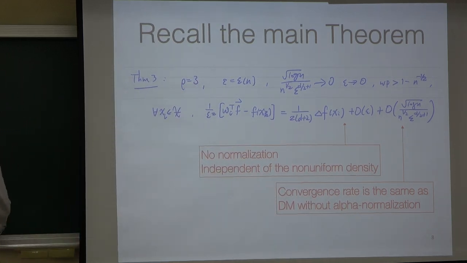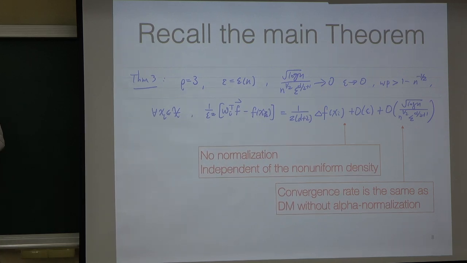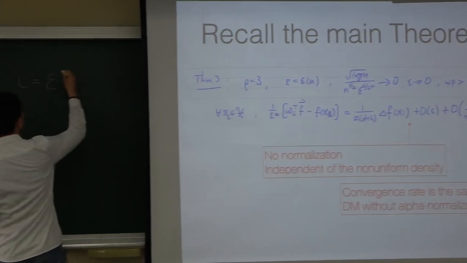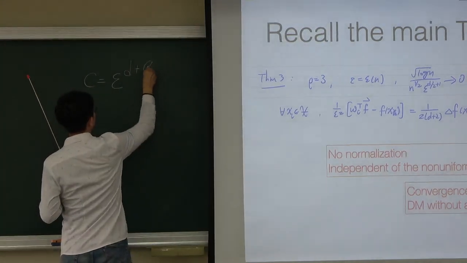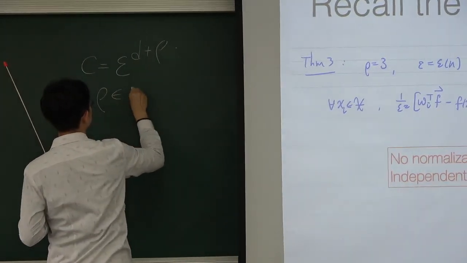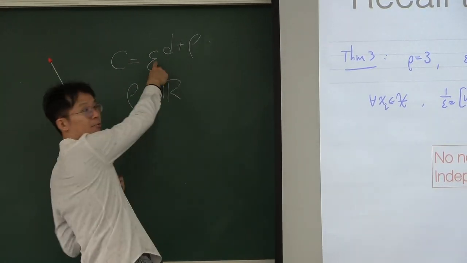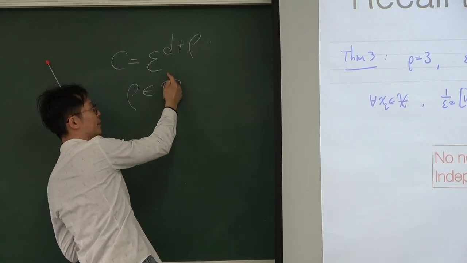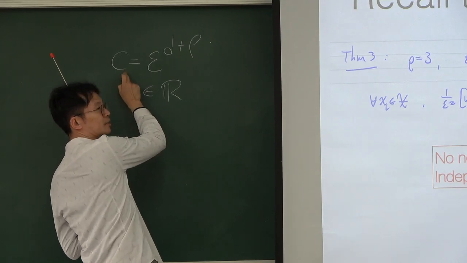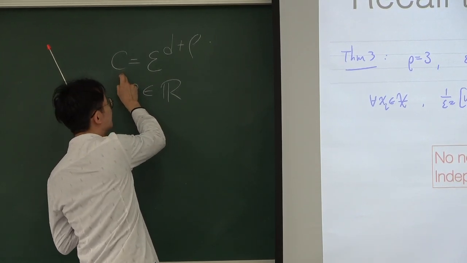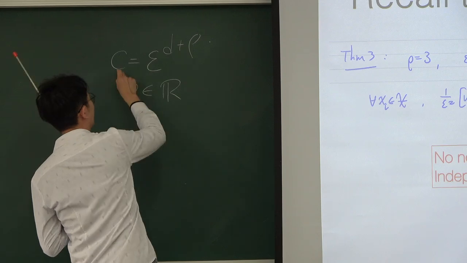Just a quick recall. We have C, which is epsilon to the d plus rho. Rho is in R, and this is how we choose it. Epsilon is the bandwidth, if you remember, and C is the regularizer used when we evaluate barycentric coordinates in the LLE algorithm.